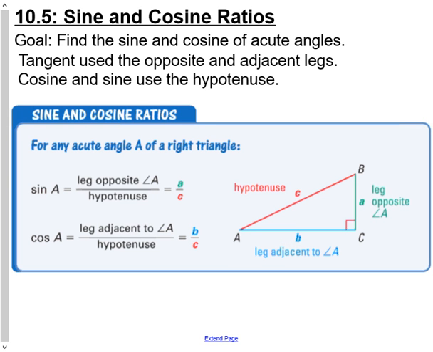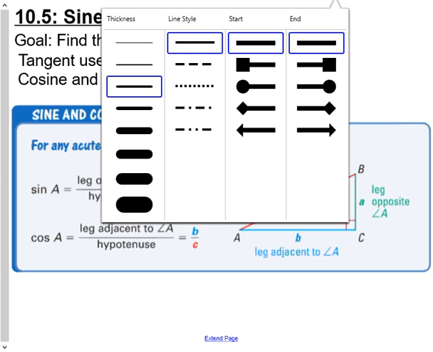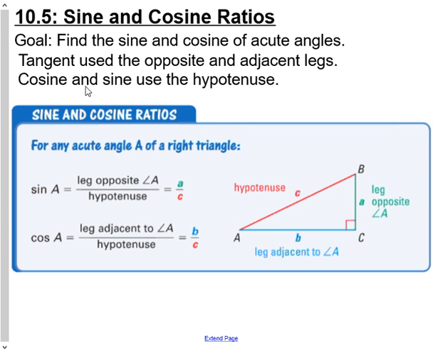Today we are learning 10.5 sine and cosine ratios. Now again, these were brought up last Thursday when we were learning about tangent, because tangent, sine, and cosine all together are known as trigonometric ratios. So today, as a little note, tangent uses the opposite and adjacent leg. Cosine and sine are going to use a combination of adjacent and hypotenuse, or opposite and hypotenuse.